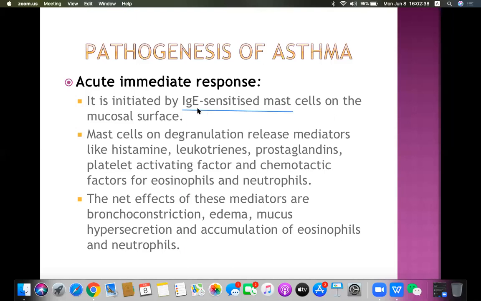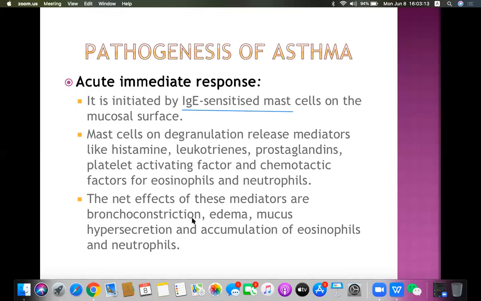Now this IgE gets attached on the surface of the mast cells on the mucosal and submucosal surface. Now these mast cells will degranulate, and chemical mediators like histamine and leukotrienes will be released. Leukotrienes are less important in the early phase, more important in the late phase actually. Platelet activating factor and other chemoattractive factors would also be released. Now look at this. The net effects of these mediators are bronchoconstriction, a very, very important point.